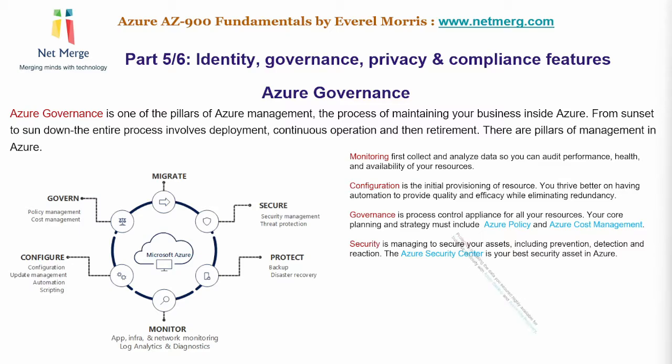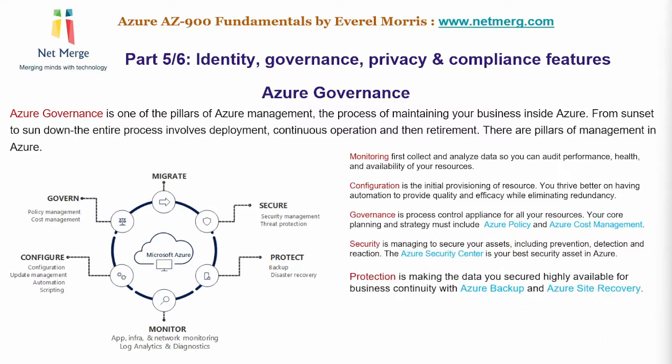So we're going to look at protection now, which is different from security. Protection is making sure that the data you secured is highly available for business continuity. We talked about that with redundancy, backup, and durability when we talked about Azure Availability Zones and cross-region peering earlier. So this is where the pieces are coming together. You can also use Azure Site Recovery at this particular point.